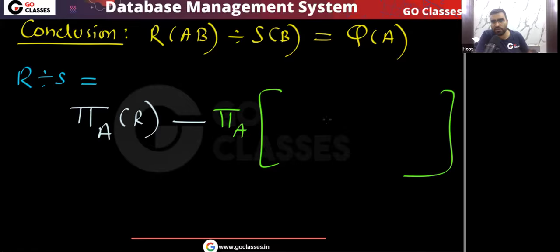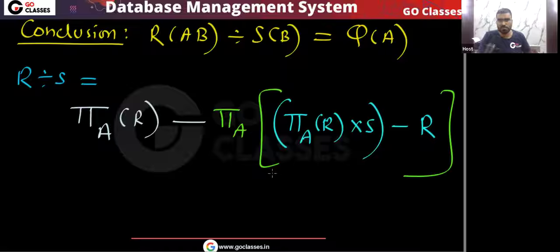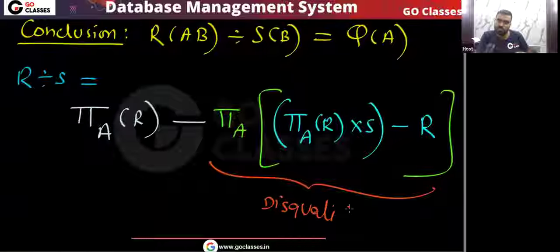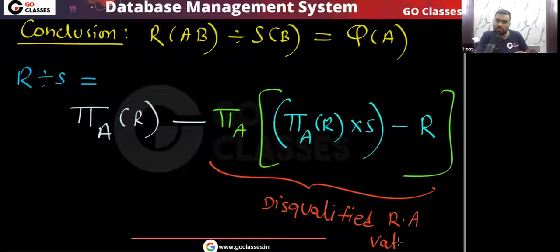And to find disqualified, what will you do? Ideal minus actual. Actual is table R. And ideal means this A cross product with S. This is ideal. So this is the answer. Remember, these are disqualified R.A values, and these are all R.A values.